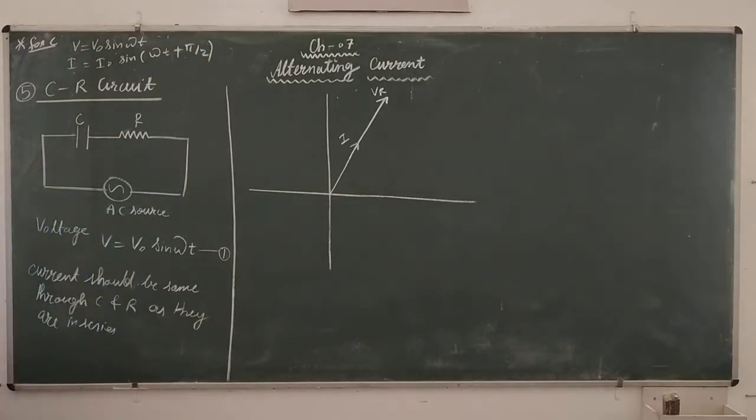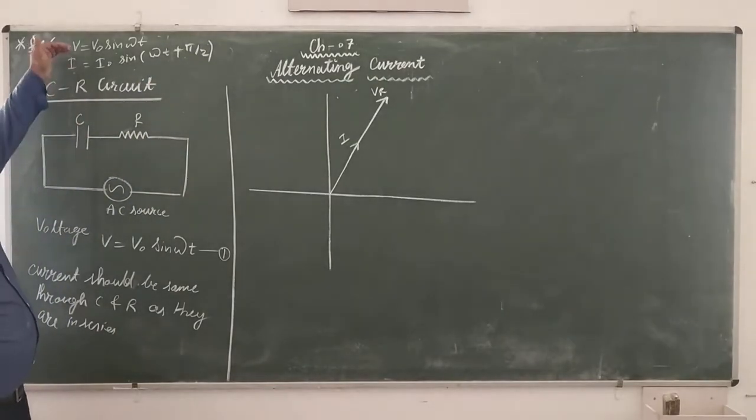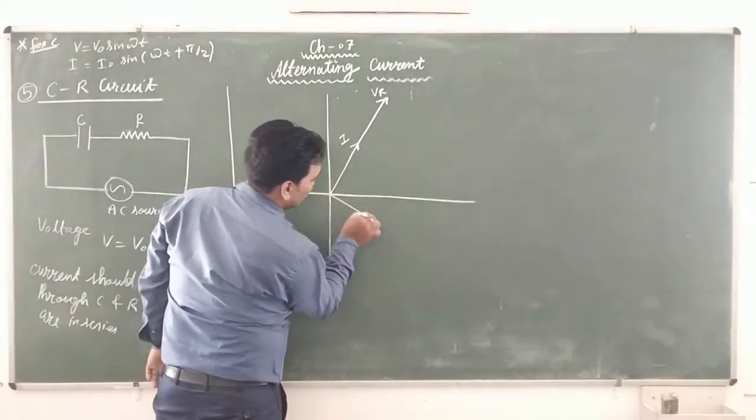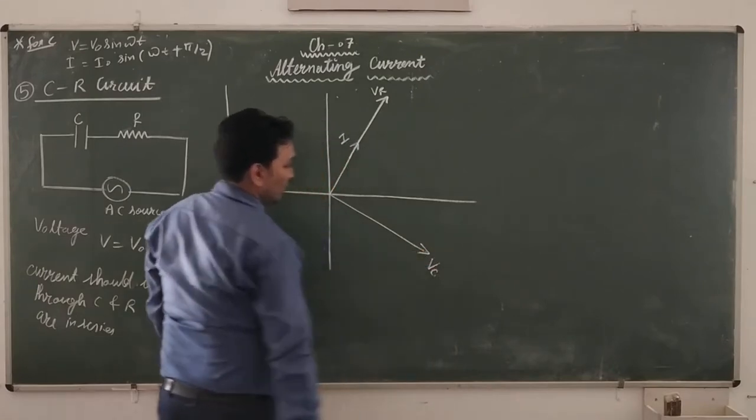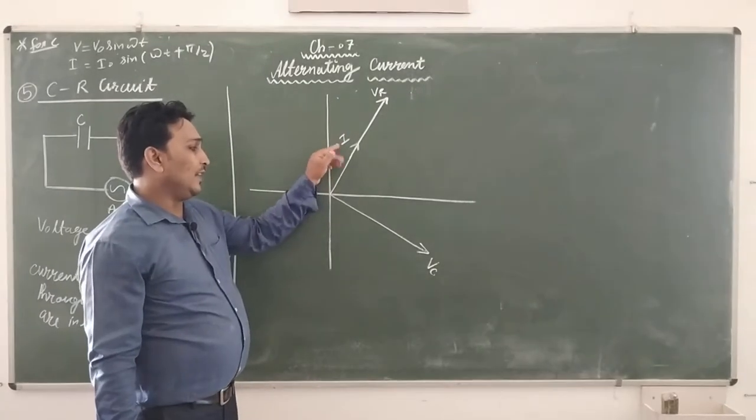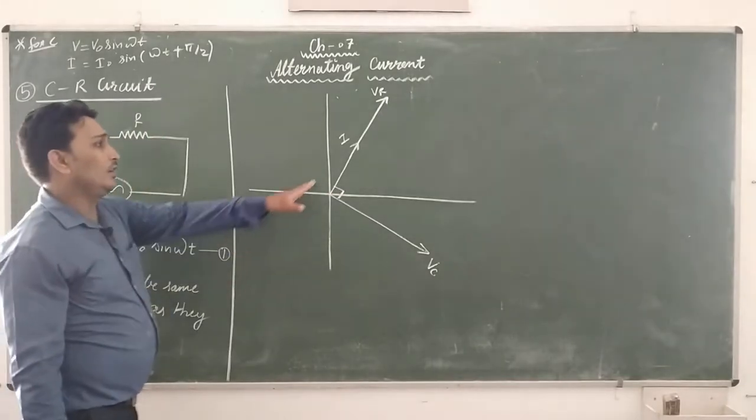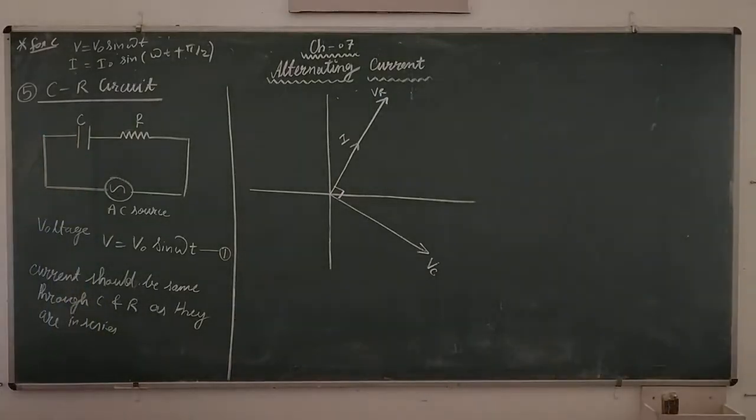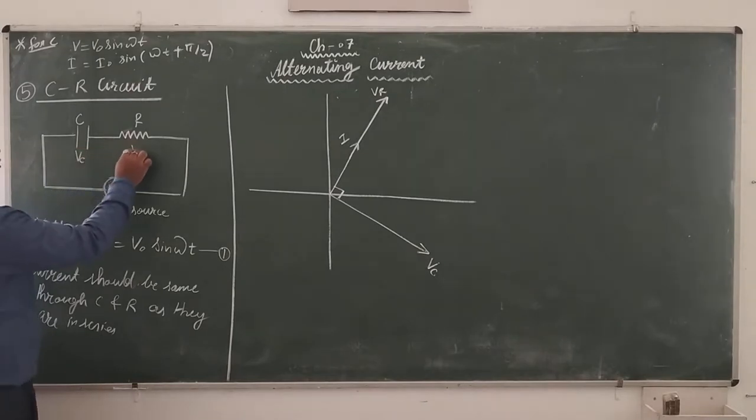Basically here, the current leads the voltage by an angle pi by 2. So in other words, we can say voltage lags behind the current. So if the current is in this direction, then the voltage must be in this direction. This is your VC. The current is leading the VC by an angle pi by 2. Now we have two voltages, VR and VC, and their resultant must be equal to V, because the voltage across C is VC and the voltage across R is VR. When we add both of them, we must have V.